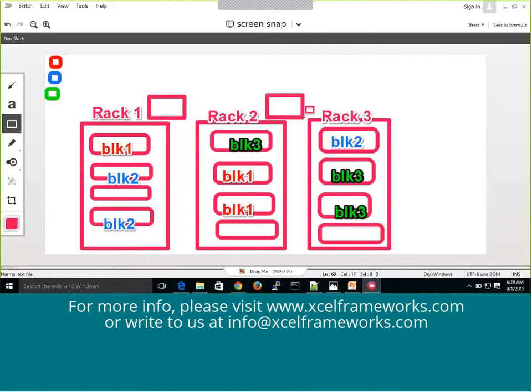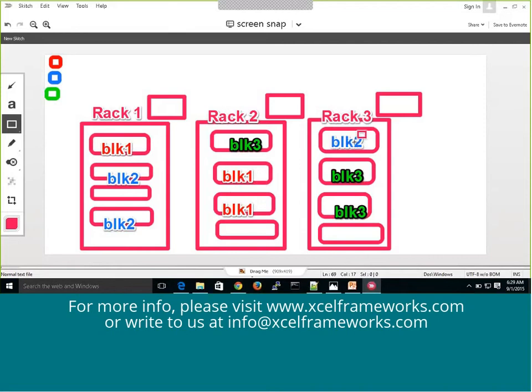So see, what's happening here is, one block will be written into one node in a rack, and two succeeding replicas will be written onto a second rack, but onto two different nodes. So block 1 is on one rack. Block 1's replicas 2 and 3 are on a different rack, but on different nodes.